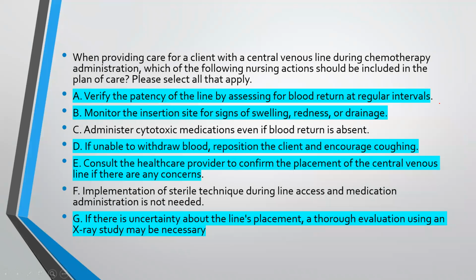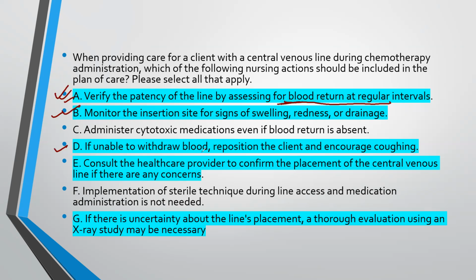So let's come to the right options. First is verify the patency of the line by assessing blood return at regular intervals. It is exactly the right option, because when we assess the line for blood return at regular intervals, it means the patency of the line is good. So option A is right. We monitor the insertion site for swelling, redness or drainage. As I explained with the help of the diagram, always check the insertion site for any kind of swelling, redness, drainage, inflammation and extravasation. Here, right option.